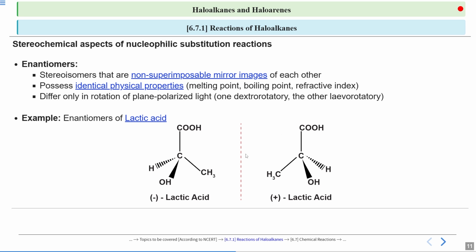These two mirror images are non-superimposable mirror images. That means if you take the dextrorotatory one and put it onto the levorotatory structure, it will not be superimposed. So they both are non-superimposable mirror images of lactic acid, and they are enantiomers. You can call them together enantiomers. So enantiomers are stereoisomers that are non-superimposable mirror images, and they differ only in the rotation of plane polarized light. One is levorotatory and the other one is dextrorotatory.